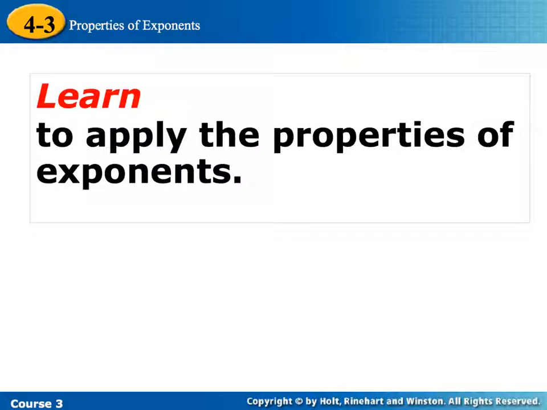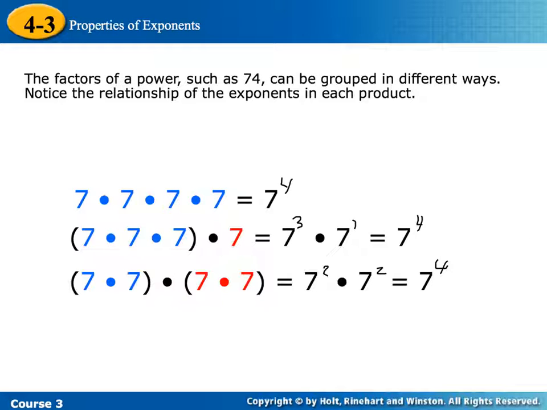Next, we're going to be applying the properties of exponents. If I give you a problem like this, it says the factors of a power such as 7 to the fourth can be grouped in different ways. Notice how I'm grouping these. We have seen these in the past as 7 times 7 times 7 times 7. That is 7 to the fourth. At the same time, if I give you parentheses and focus here, that's 7 to the third, because I have 1, 2, 3.